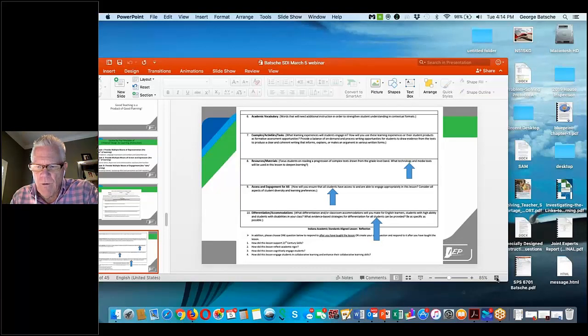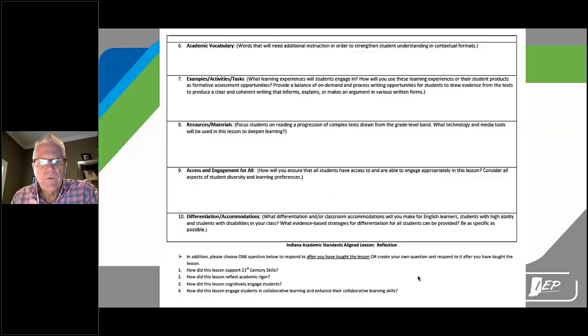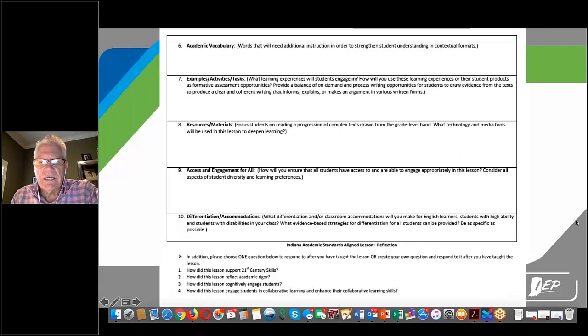I'm going to make this bigger for a moment. Whoops, wrong one. And number 9 basically says, access and engagement for all. How will you ensure that all students have access to and are able to engage appropriately in this lesson?